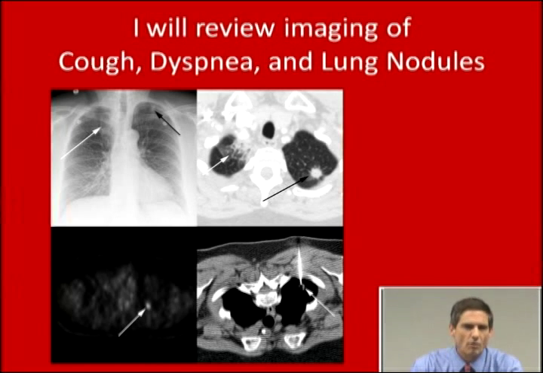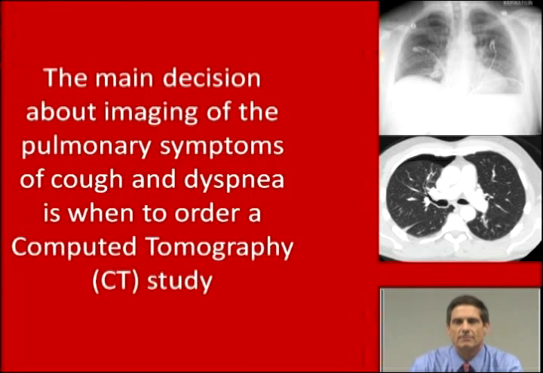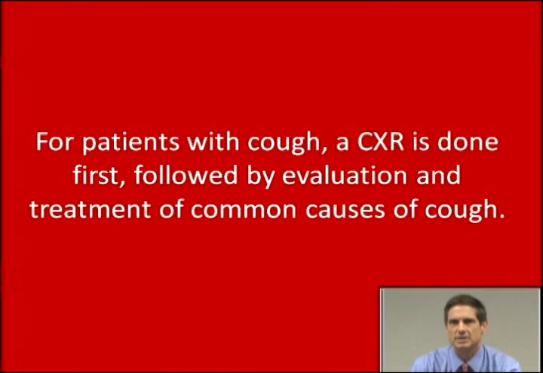There are 4 main points that I'm trying to make in this talk. The first point is that when you're imaging the symptoms of cough and dyspnea, your main decision is typically when to order a CT. You pretty much always order a chest x-ray. When do you go ahead and order a CT in addition to the chest x-ray to evaluate cough and dyspnea?